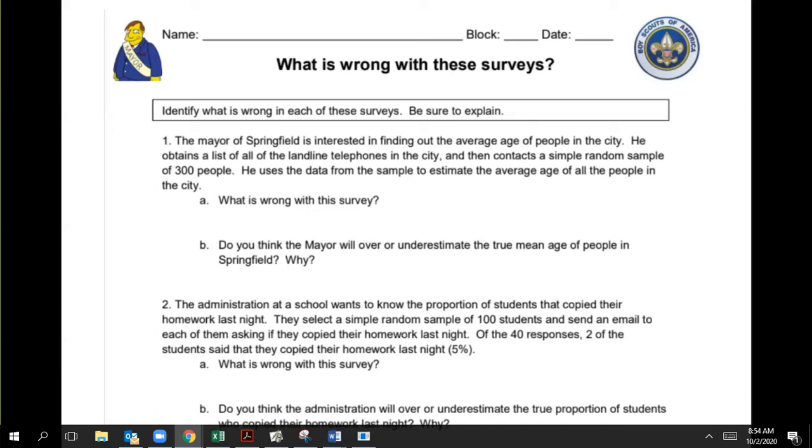Hi everyone. Today we would like for you to complete this worksheet about what is wrong with these surveys. This is our first day of our next unit, Unit 3, collecting data. So we just want to start off with what can go wrong when we try to collect data.